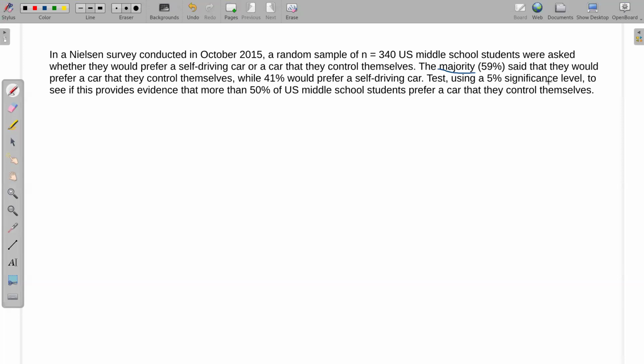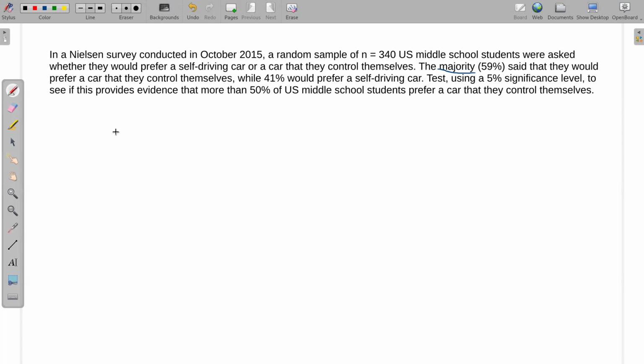We're going to use a 5% significance level to see if this is evidence that more than 50% prefer it. So generally, a majority is more than 50%. 59 is more than 50%. Given this sample size, is it significantly more? To answer that question, whether it's significantly more, we need a hypothesis test.